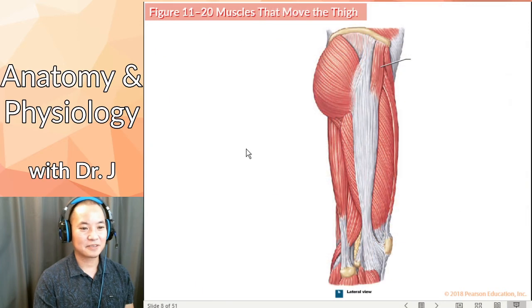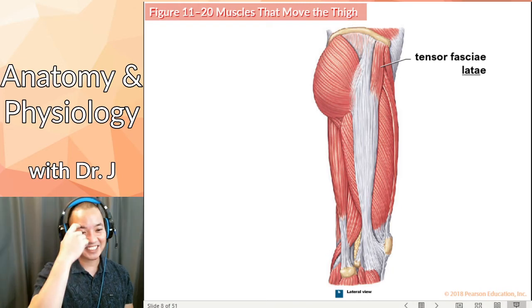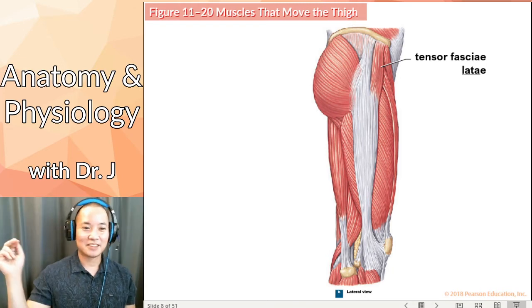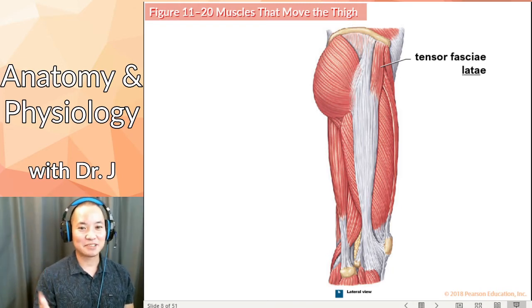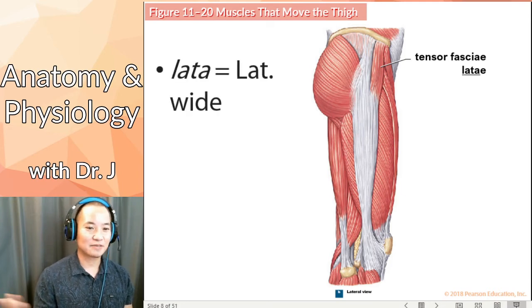Now, here we have tensor fascia latae. I love this because it sounds like latte. Do not spell latte with double T's on your lab exam. It's an incorrect spelling, and we'll get it wrong. It looks like a small muscle, and this is actually mostly connective tissue. But it's very important to maintain tension, and look at the fascia, and it's latae. It's toward the side. But lata is actually Latin for wide.